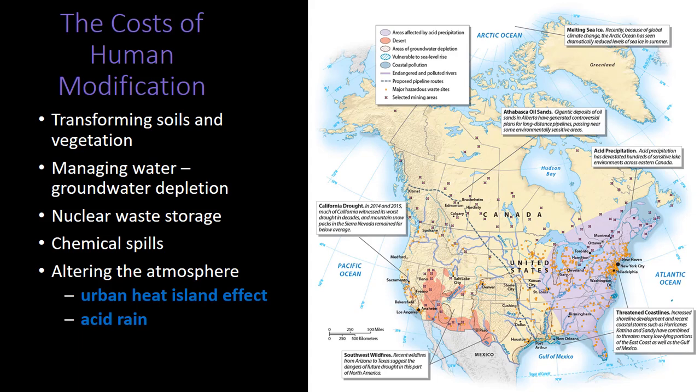Nuclear waste storage, I'll show you another picture of this later on. Chemical spills are a huge issue. These are just some of them. The list can go on and on. And then we've also seen altering of the atmosphere.